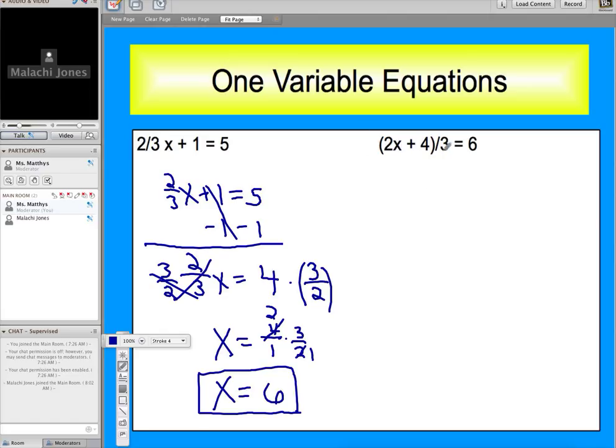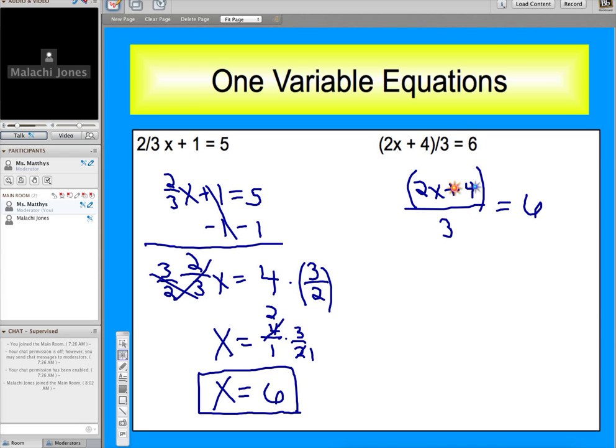Okay, so let's take a look at this other one. I'm going to rewrite it so it's easier to see. When I type it, it's hard. So here, we're going to put it like this, and I'm going to put it over 3 equals 6. I want to solve for x, but the x is attached to a 2. It's also attached to a 4, and they're stuck in these parentheses, and we've got a division line with a 3. So we have a lot of things to peel away from the x in this case.